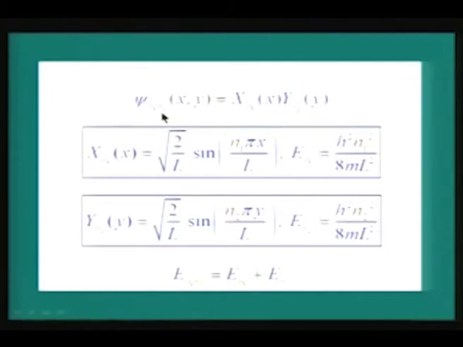You recall that is because the x dependent quantity depends on a quantum number n1, the y dependent quantity depends on the quantum number n2, and the wave function is the product of these two functions, therefore it is indexed in general by two quantum numbers n1 and n2, such that it is X of x times Y of y, and the energies are the sums of the squares of the quantum numbers, namely h square by 8 m L square times n1 square plus n2 square. That is what you have here.